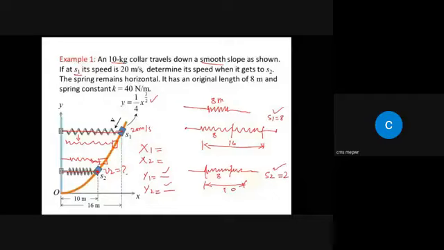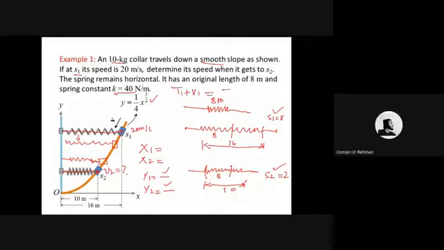Do we have k? k भी हमारे पास है, right? Find out क्या करना है? v2 हमने find out करना. Okay, so if we apply the law of conservation of energy, what does it say? T1 plus V1 should be equal to T2 plus V2, right?